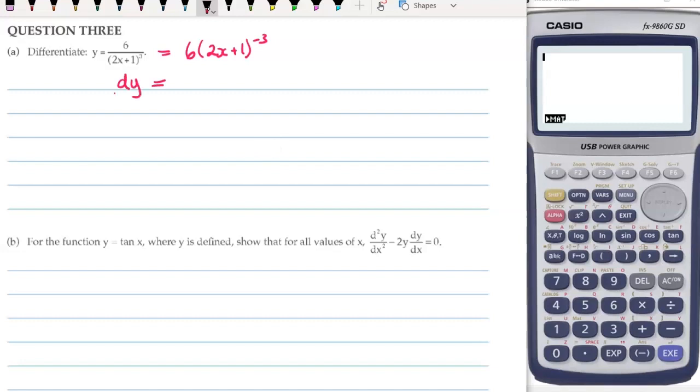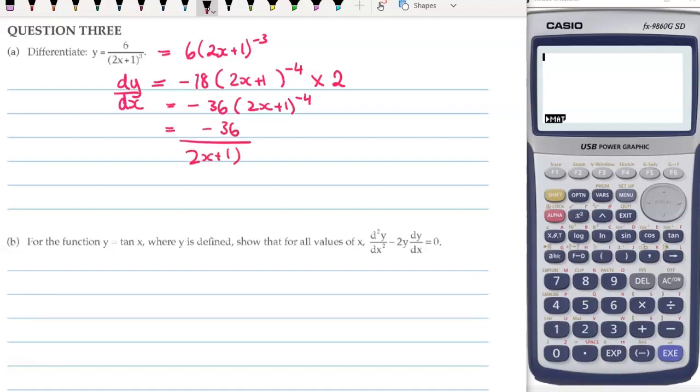Right now, if we differentiate dy by dx, we bring down the 3 and times it by the 6, we get minus 18. The power reduces by 1, the inside stays the same, and then we times it by the derivative of the inside. So that will end up being minus 36, 2x plus 1 to the minus 4, or that could be written as minus 36 over 2x plus 1 to the 4. Any of these 3 lines would get you the mark.